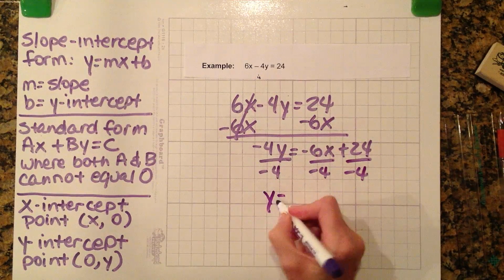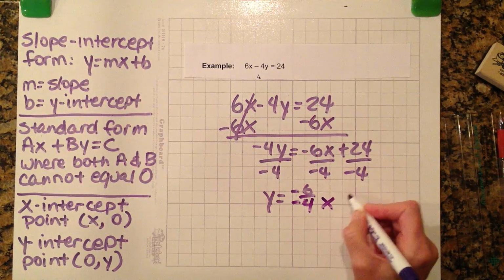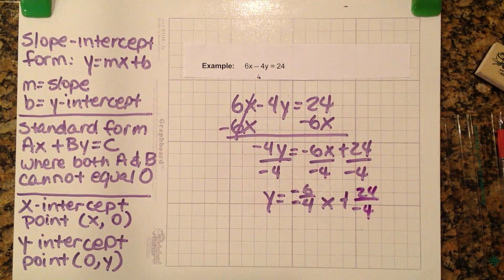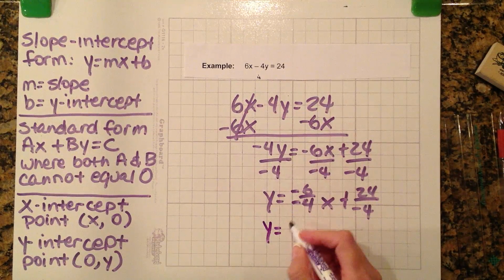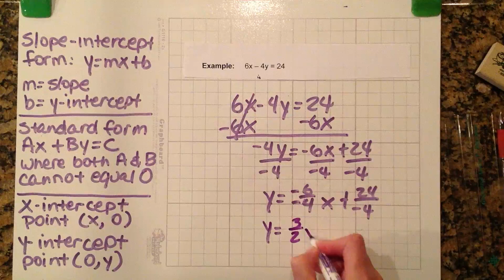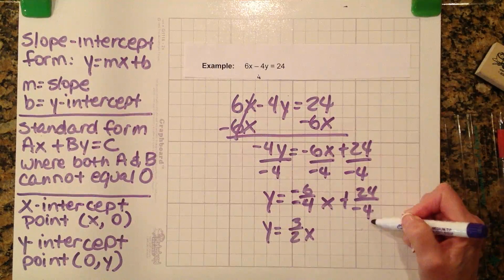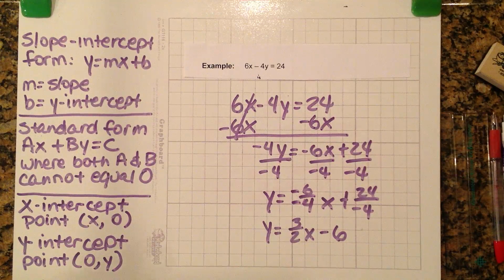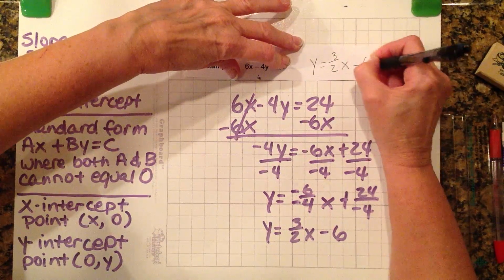And I get y is equal to negative 6 over negative 4x plus 24 over negative 4. Okay, let's reduce everything. Negative 6 over negative 4: double negative means plus positive. So that's going to get me positive 3/2 x. Then I've got 24 over negative 4. Positive over negative, and that's minus 6. So right now that equation in slope-intercept form becomes y equals 3/2 x minus 6.